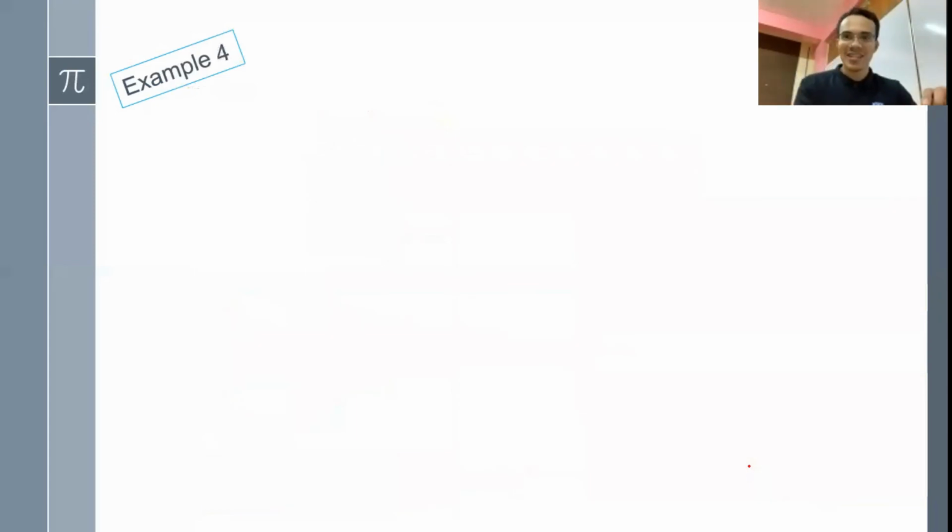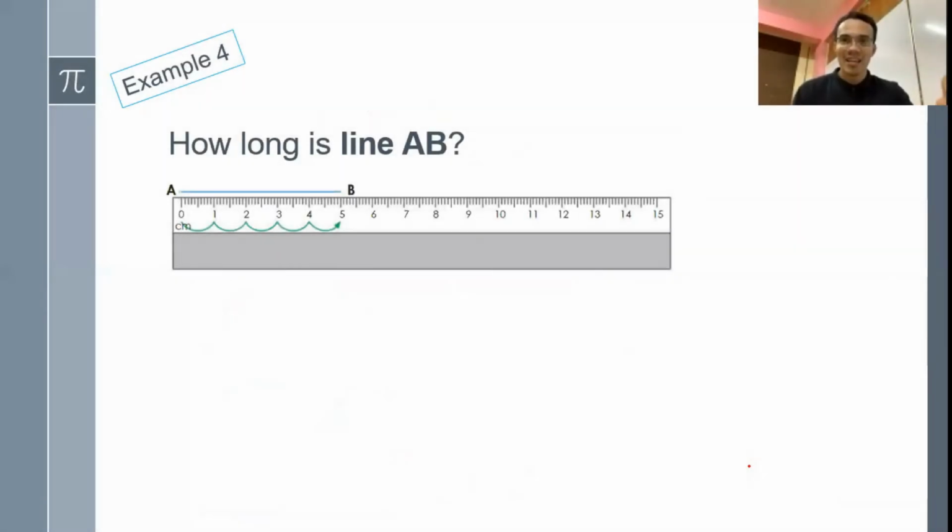Let's have example number 4. And by the way, this is going to be our last example. How long is line AB? You check if the line starts at the 0 mark. Yes, the line starts at the 0 mark. So we're just going to look where the line ends. The line ends at number 5. Therefore, we can say that the length of line AB is 5 centimeters. That's how you do it.